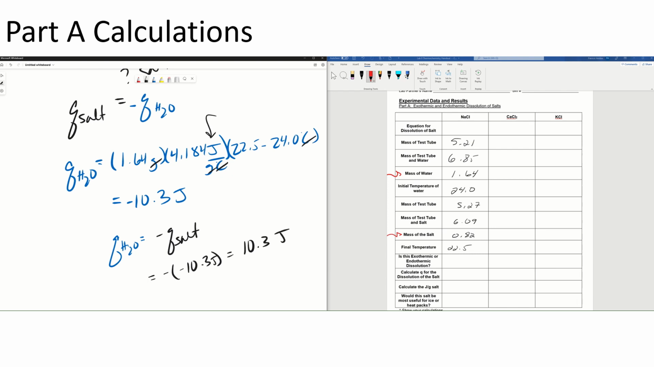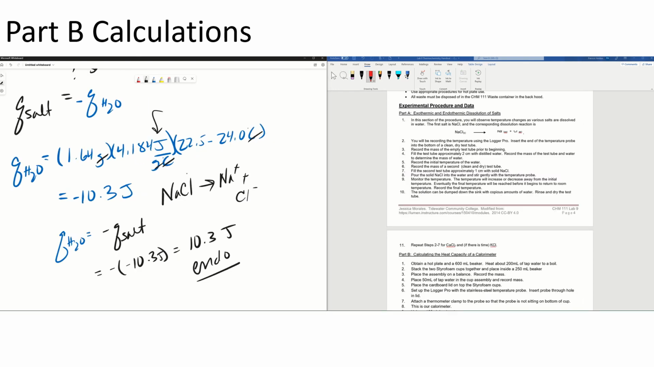Make sure you write your units. So this is a positive value, so this is an endothermic process. In order to dissolve the sodium chloride into its sodium cations and chloride anions, this required an input of energy. So that's how you do the calculations for part A.